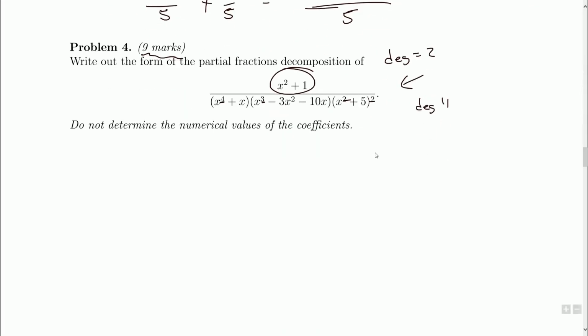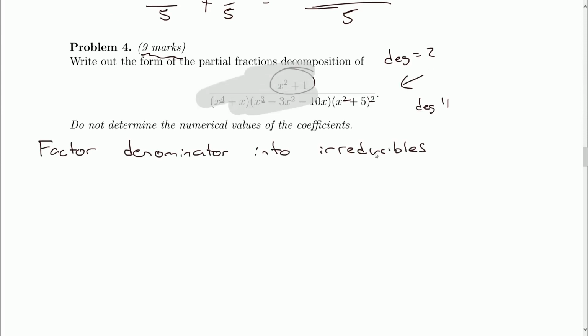Okay? Instead, we have to factor the denominator into irreducible linear terms and irreducible quadratics. Well, all linear terms are irreducible. So it's just a question of, okay, this x squared plus 5, that's a quadratic. It's an irreducible quadratic, but you might want to double check that.